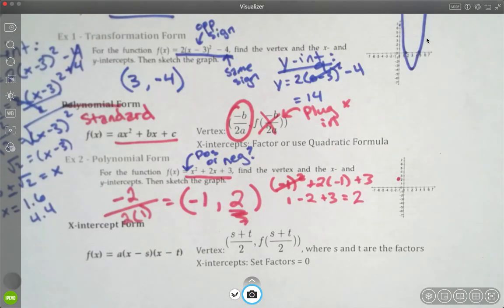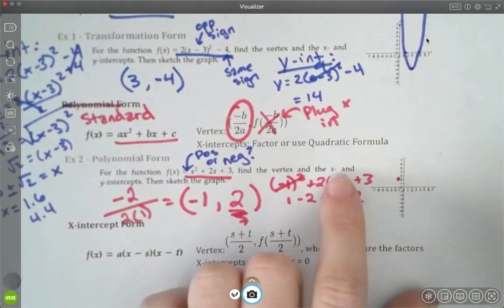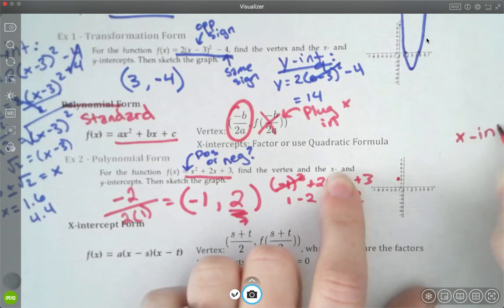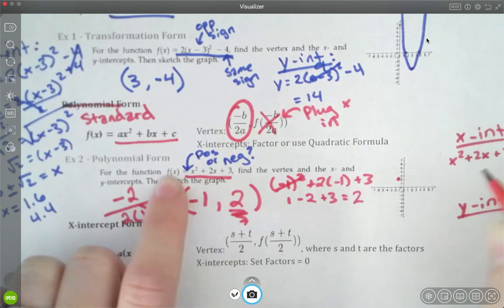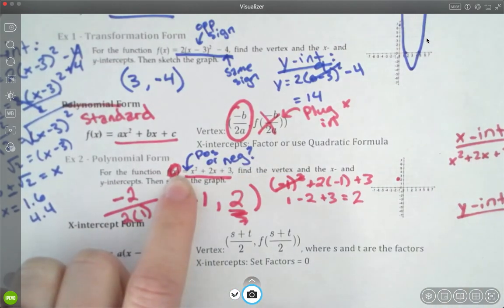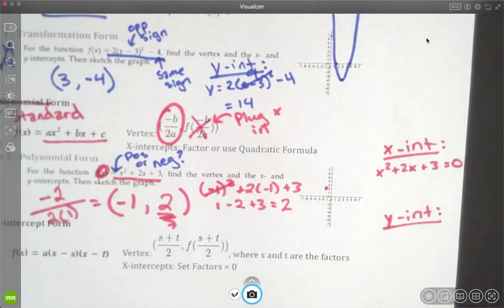They want us to also find the x-intercepts and the y-intercepts. So x squared plus 2x plus 3, I'm going to set equal to 0. I'm going to plug 0 in for y. 0 goes in for the y coordinates. If a is positive, it's smiling. If a is negative, it's frowning. So I'm trying to find my x-intercepts.